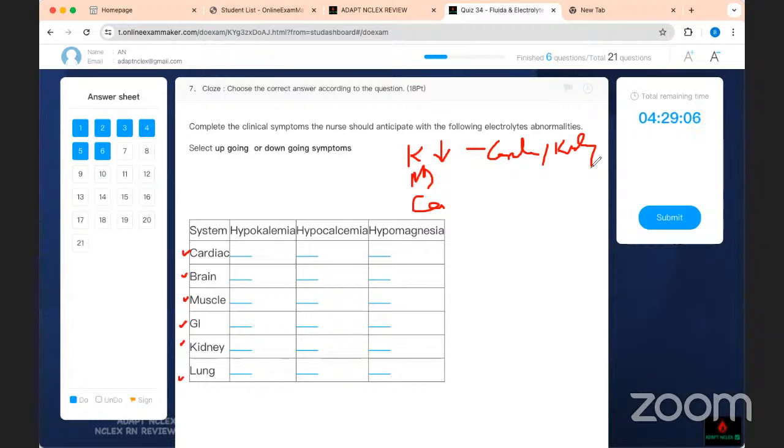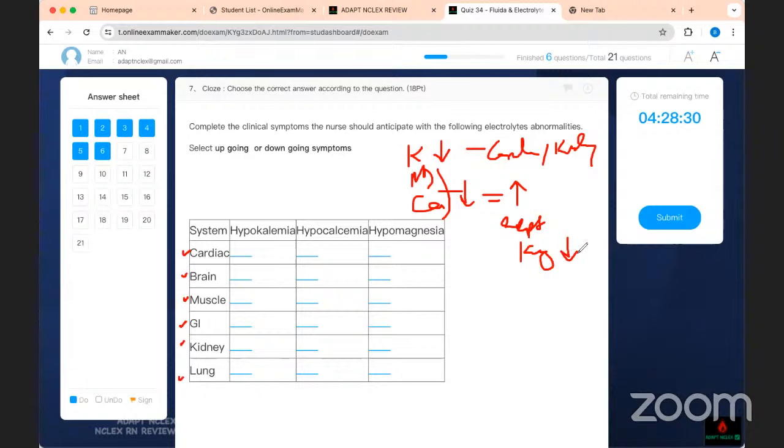If your potassium is low, for every system they give you, look at the direction that the science is going. It should follow that direction of the electrolyte. The only two things that go in a different direction are your heart and your kidney. When it comes to magnesium, it's different. Magnesium and calcium are the same. If the levels are high, symptoms should go in the opposite direction, except your kidney, which goes in the different direction.